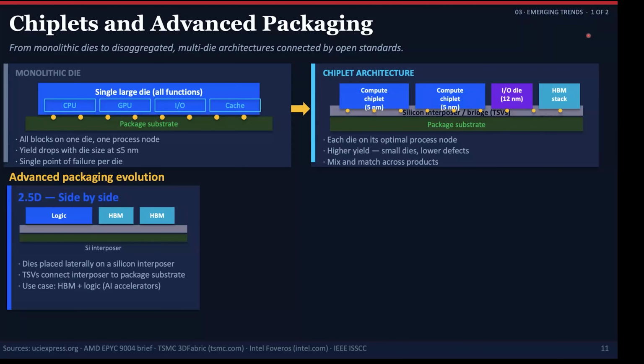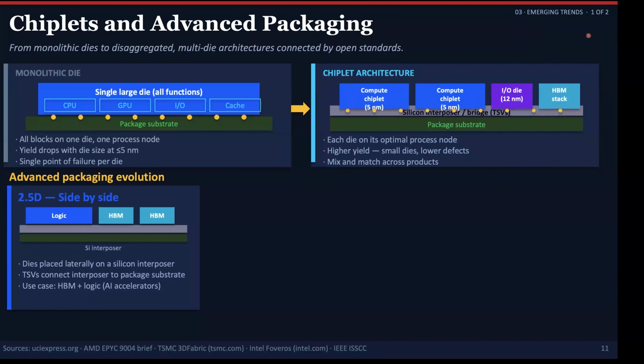Here, the different dies are placed side by side on a silicon interposer. A silicon interposer is a passive silicon layer that provides high-density wiring between the dies. This is especially useful for pairing logic with memory, which is why 2.5D is common in AI accelerators.